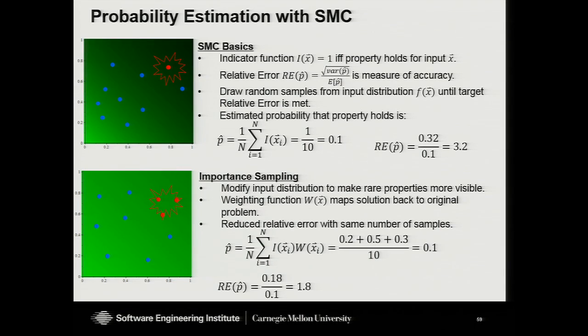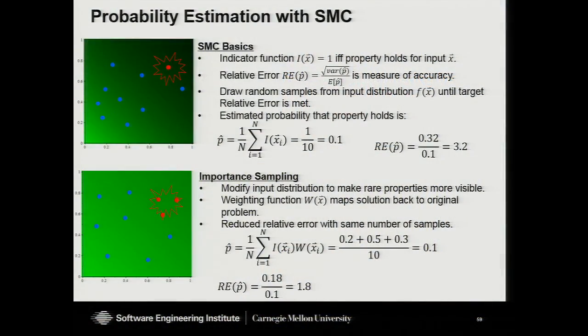Just notation-wise, that I of x notation is something we call an indicator function. So we throw in the input values, and it gives us a 1 if the property holds, a 0 if the property doesn't hold. Now, the problem with that is it's basically the source code of the program. So it's not something we could analyze directly mathematically.